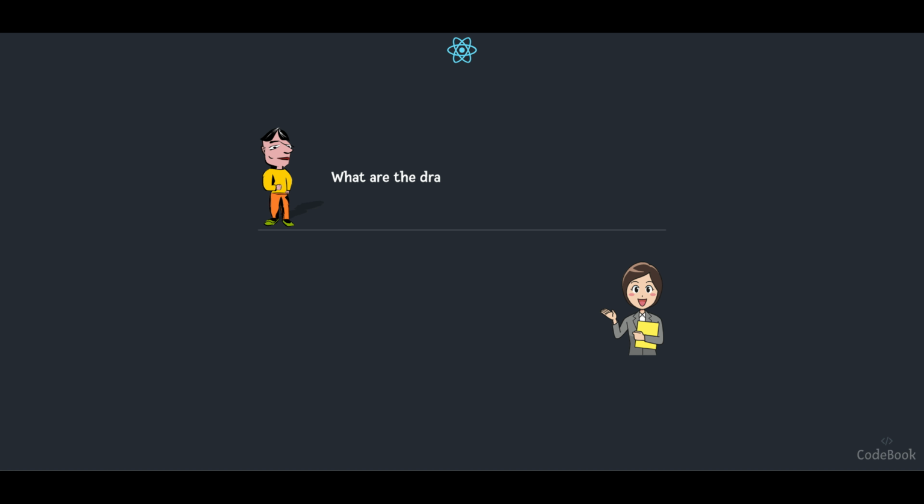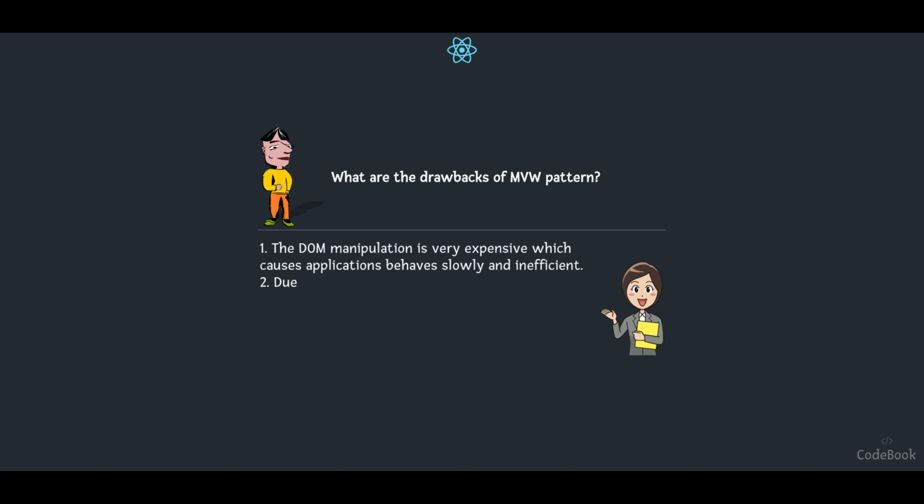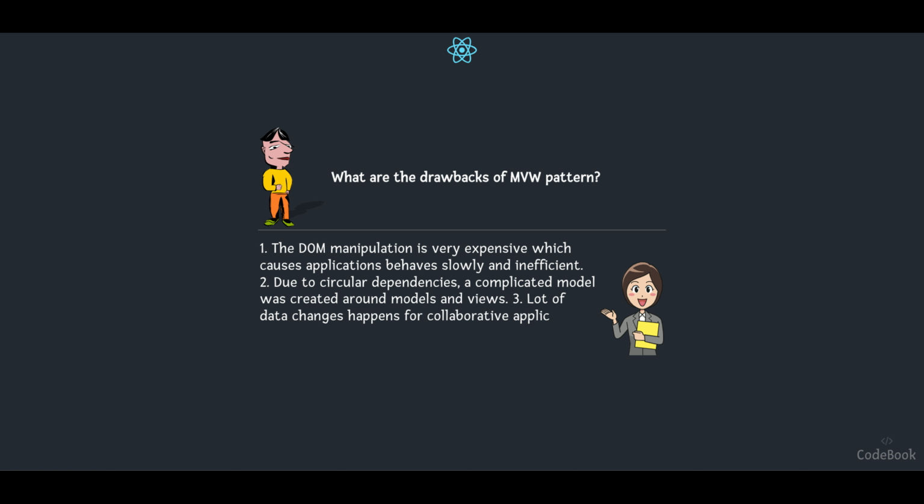What are the drawbacks of the MVW pattern? 1. The DOM manipulation is very expensive, which causes applications to behave slowly and inefficiently. 2. Due to circular dependencies, a complicated model was created around models and views. 3. A lot of data changes happen for collaborative applications like Google Docs. 4. There is no way to do undo, or travel back in time, easily without adding so much extra code.